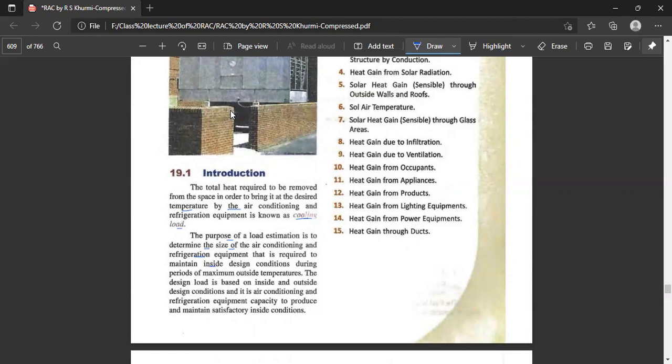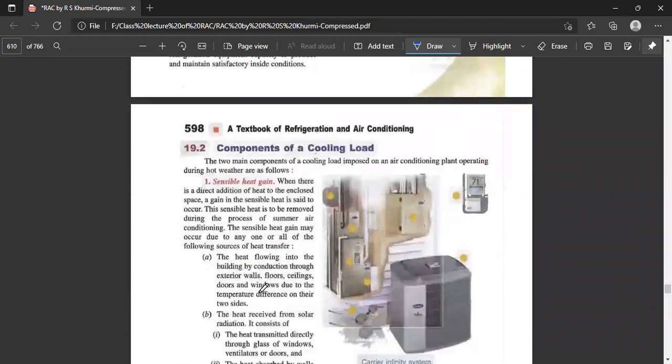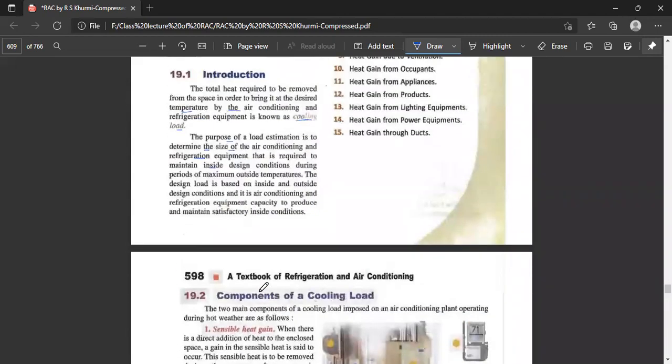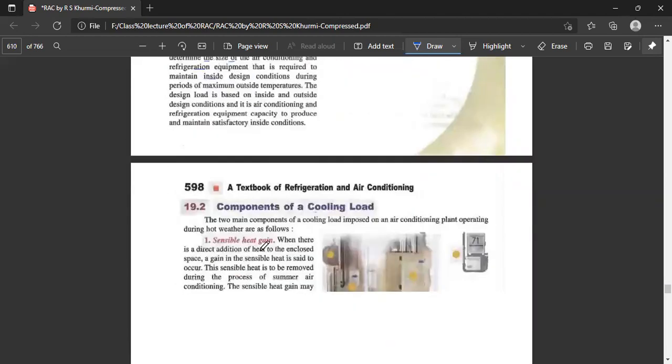inside design condition. The design load is also based on the inside and outside design conditions and the air conditioning and refrigerating capacity to produce maximum satisfactory load conditions. So first we have to know what the temperature should be inside the room to make it comfortable, and what the maximum temperature outside the room is, which we have to reduce in order to make our room comfortable.